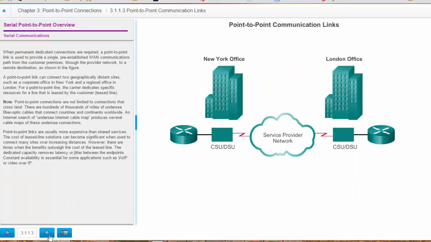Point-to-point communication links can connect two geographically distant sites. The carrier dedicates specific resources for a line that's leased by the customer. Again, this is where we get our leased lines. Point-to-point links are usually more expensive than shared services because you're having to pay for the whole thing.